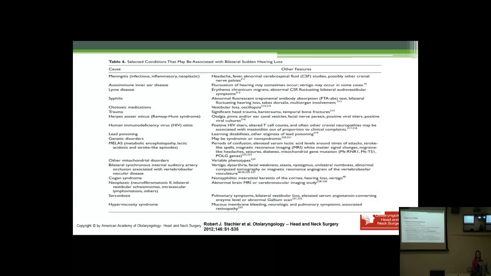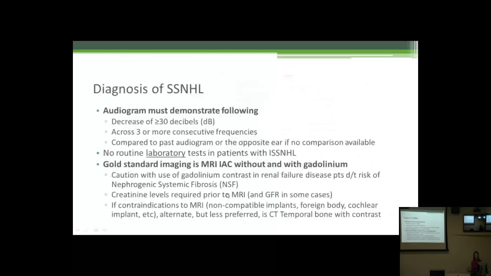When you diagnose sudden hearing loss, obviously you'll need an audiogram, and we look for certain parameters that would define sudden hearing loss, and that's listed here. There's no laboratory work required for idiopathic sensorineural hearing loss, because you've tried to figure out everything else to see what else is going on. Gold standard for imaging for somebody with unilateral or bilateral sudden sensorineural hearing loss, MRI of the internal auditory canal with and without gadolinium is a standard, and that's what we order the most.